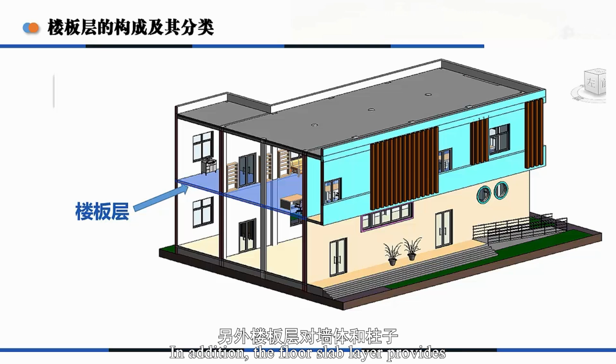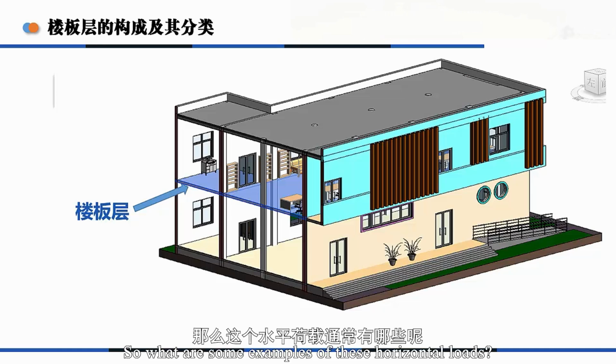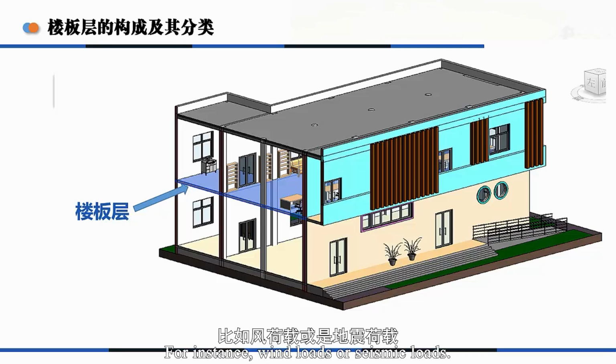In addition, the floor slab layer provides horizontal support to the walls and columns. Under horizontal loads, the floor slab layer provides support. So what are some examples of these horizontal loads? For instance, wind loads or seismic loads.